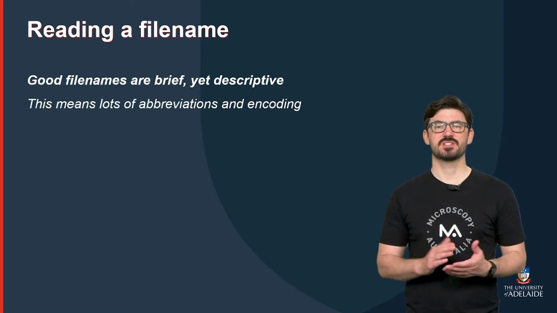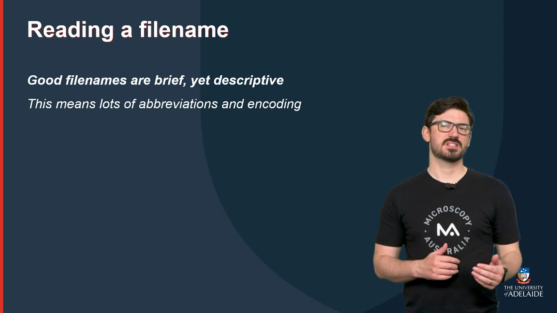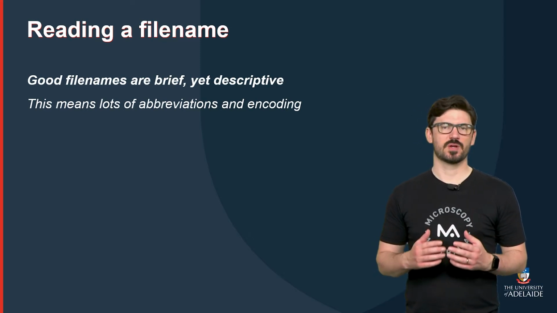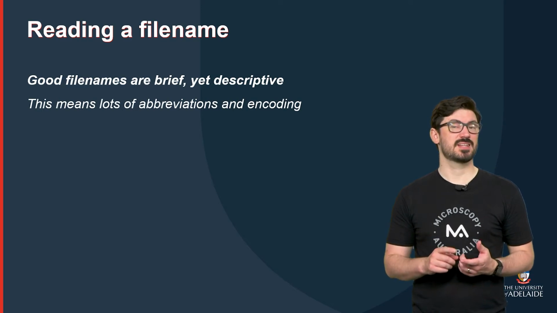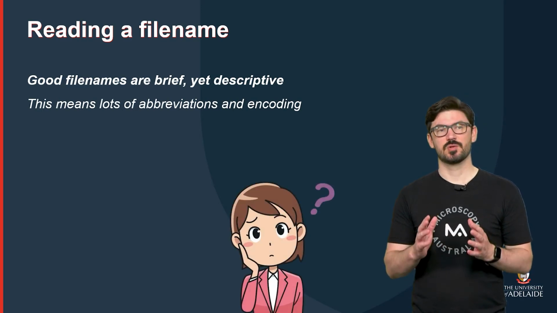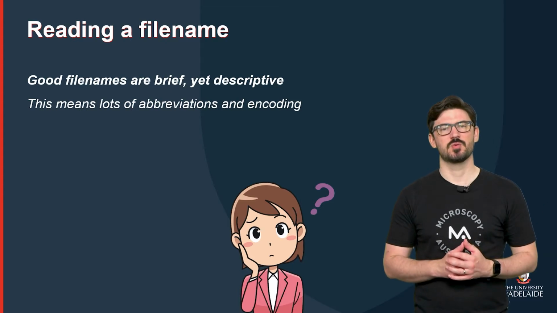File names should be consistent. Though they may be short, they will be descriptive, and that often means a liberal use of abbreviations or encoding of your own attribute data. And this means that a file is not likely to be well understood by others, including your future self, because you're going to be surprised how much over the course of a project you will forget.